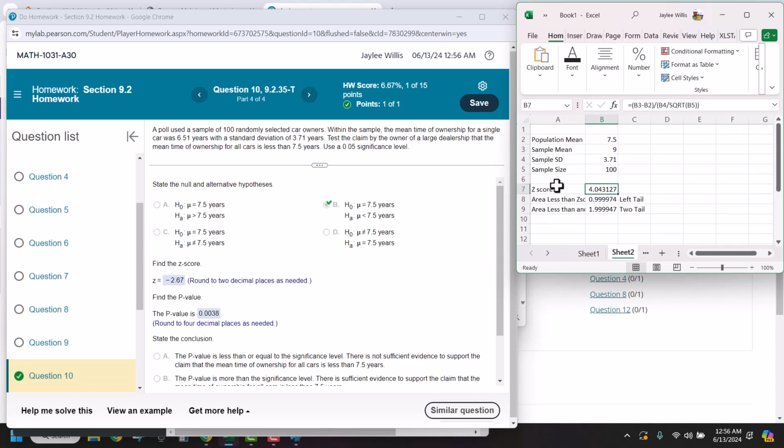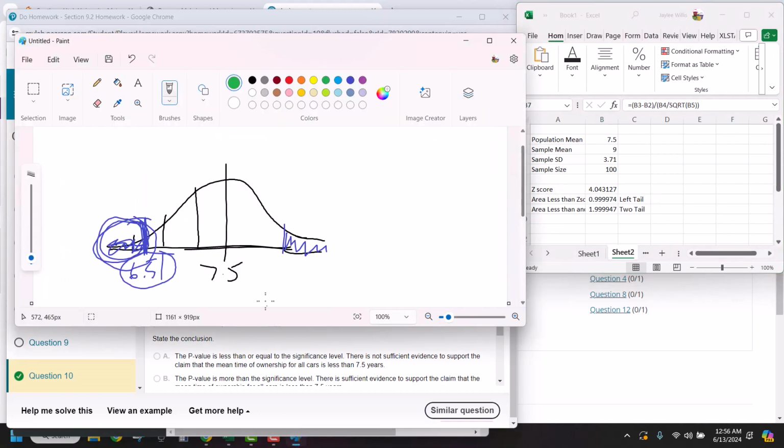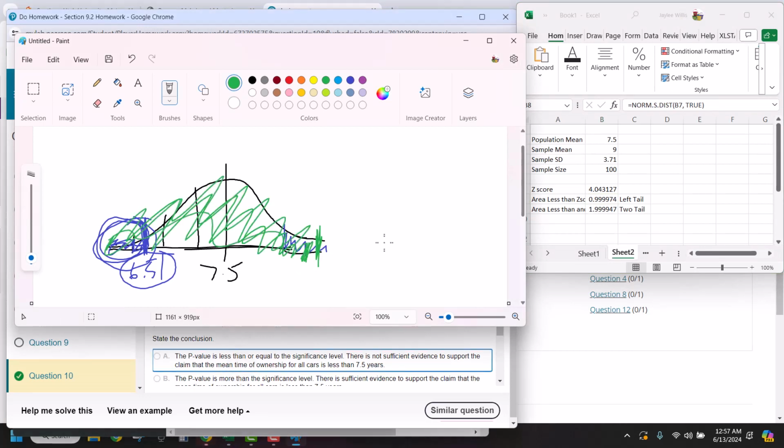was the mean time of ownership in our sample. You can see here that the z-score is now a positive number, which on our picture would be some number way up here because it's 4 standard deviations above. And the area or the result that we get when you use norm.s.dist is like 99%, which makes sense because remember, norm.s.dist gives you the percentage underneath that value.